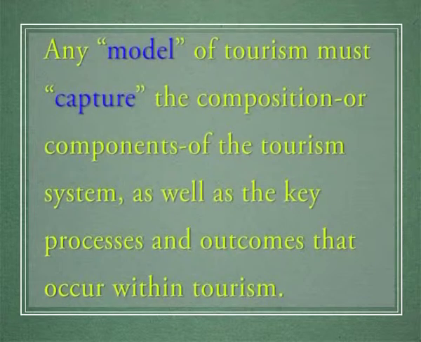Coming to the conclusion, tourism is a complex phenomenon, one that is extremely difficult to describe concisely. Any model of tourism must capture the composition or components of the tourism system as well as the key processes and outcomes that occur within tourism. These processes and outcomes include the very essence of tourism, the travel experience and the supporting means by which tourism is made possible.